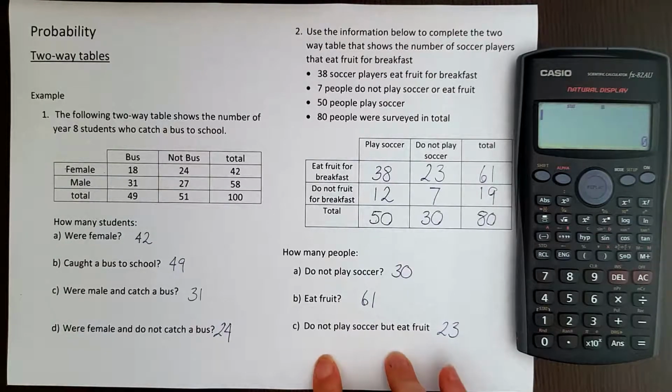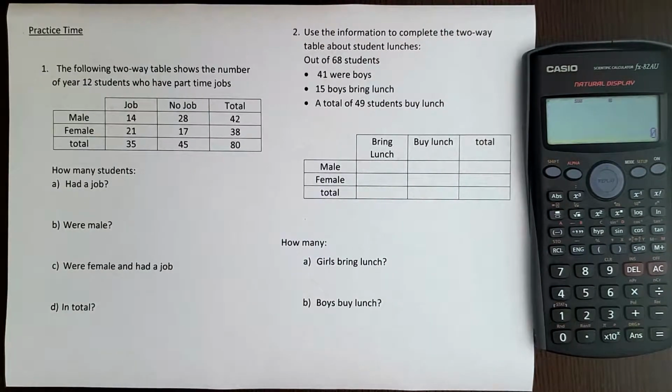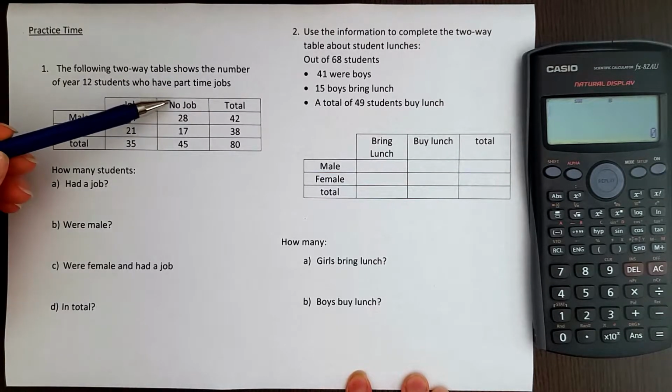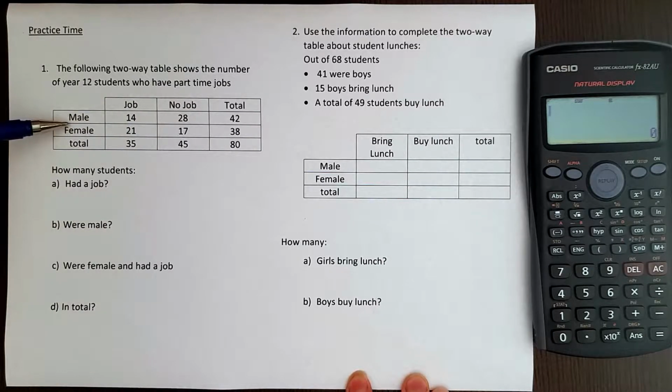Now it's time for you to have a try. So here are some questions, just like the ones we've just done. Pause the video, give these questions a go, and then restart to see the answers. So question 1. The following two-way table shows the number of Year 12 students who have part-time jobs. So jobs and no jobs, male and female.